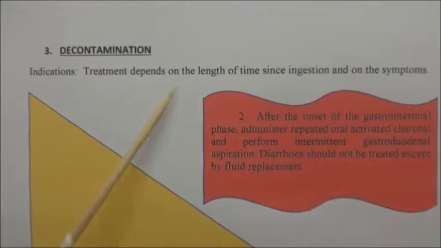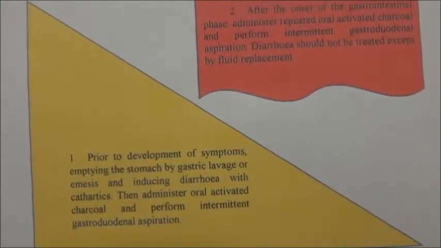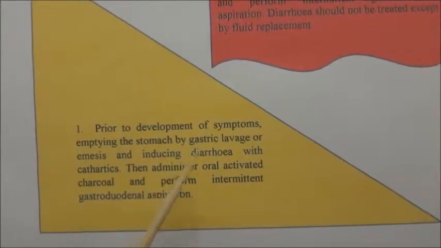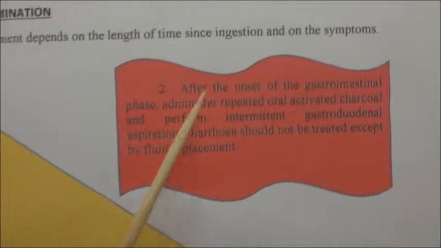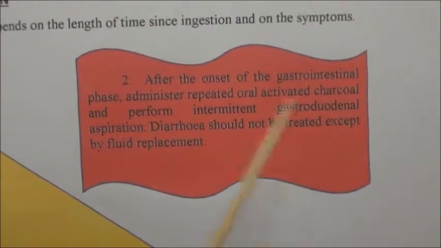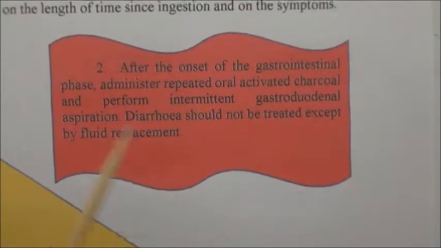Decontamination indicated depends on the length of time since ingestion and symptoms. Based on studies, it is highly suggested to empty the stomach by gastric lavage or emesis and induce diarrhea with cathartics. After the onset of the gastrointestinal phase, administer repeated oral activated charcoal and perform intermittent gastroduodenal aspiration. Diarrhea should not be treated except by fluid replacement.